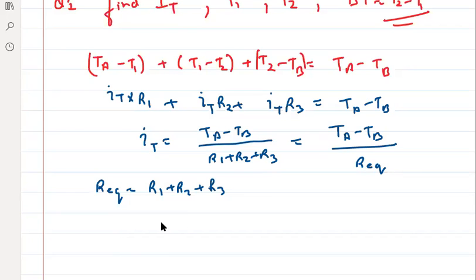Now, if we want to find T1, we know that TA minus T1 is IT into R1. So T1 is equal to TA minus IT into R1. Yes or no? So you can find your I as well as T. Anyone have any issue in this concept? Same as electric current. Whatever we did in electric current, we'll do the same thing over here.